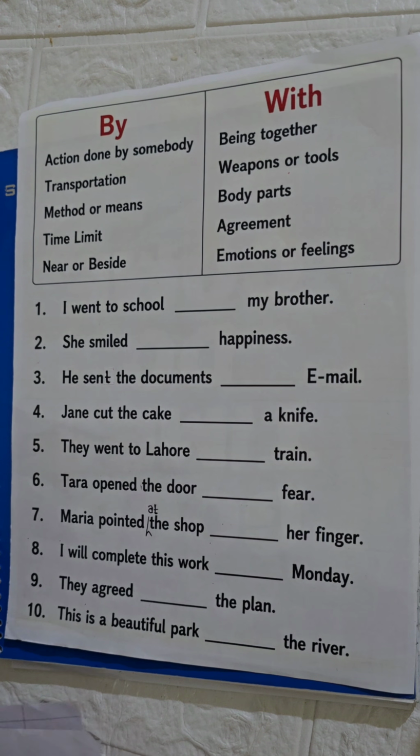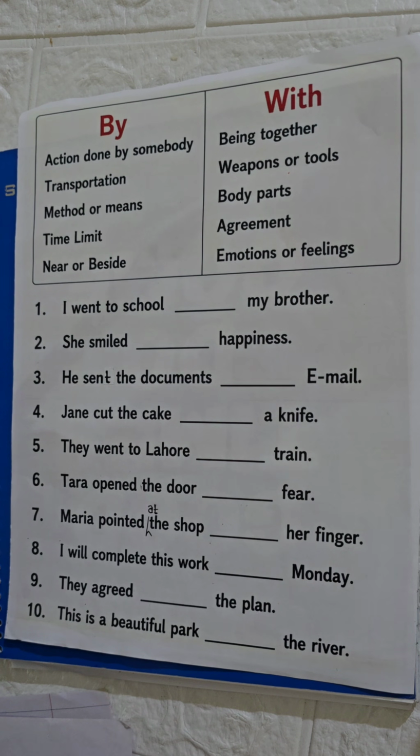Now, number four is time limit. Here by means not later than a particular time. For example, finish your homework by 8 o'clock. It means not after 8. This by tells us not later than 8 o'clock. You can also say, I will finish this work by Friday.